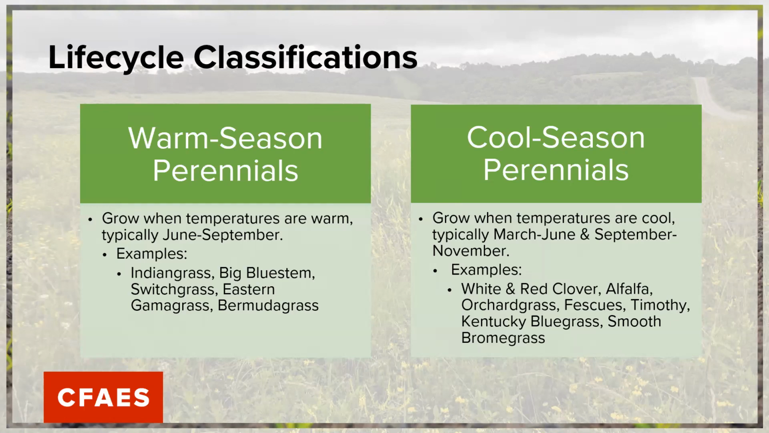And examples of plants that fit in this category include the very commonly used white and red clovers, alfalfa, orchard grass, our fescues, Timothy, Kentucky blue, and smooth brome grass as another example. There are many examples. These are just a sampling.